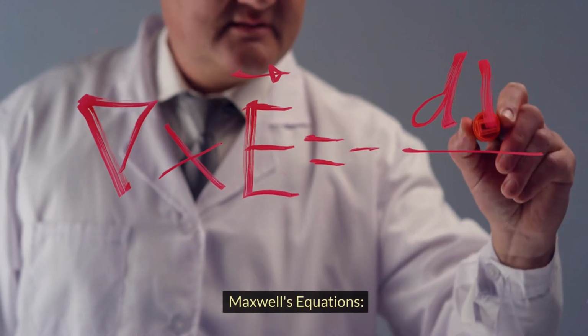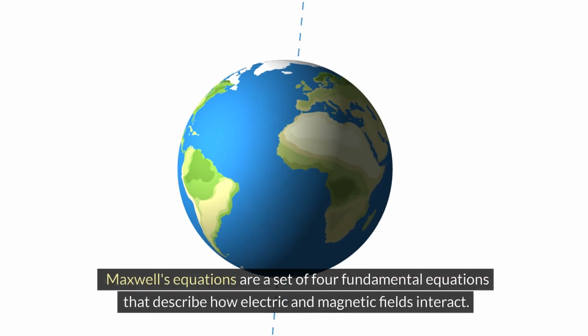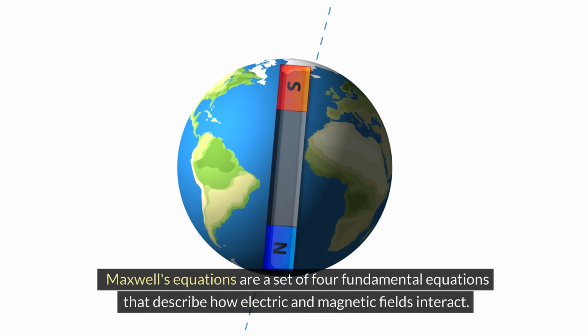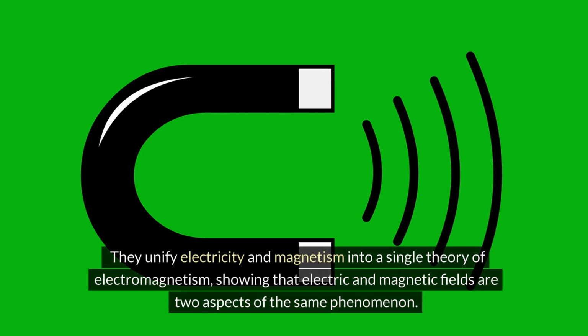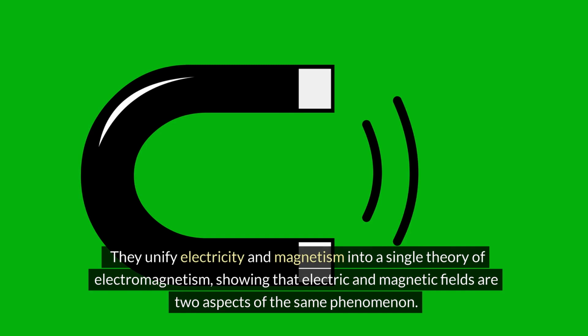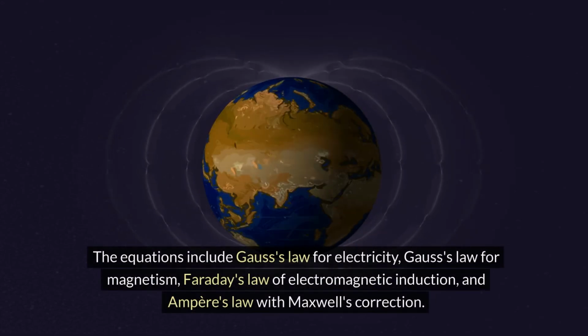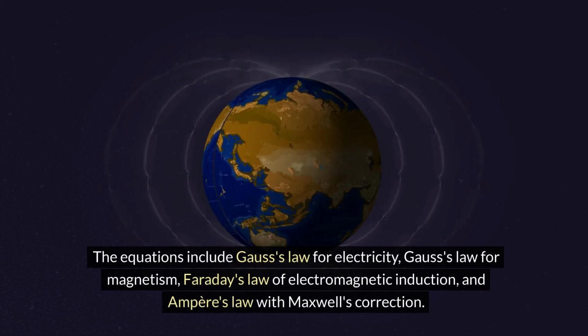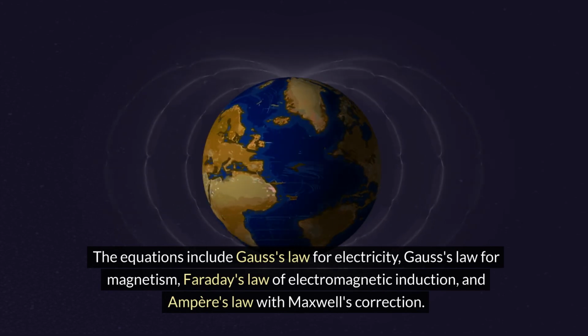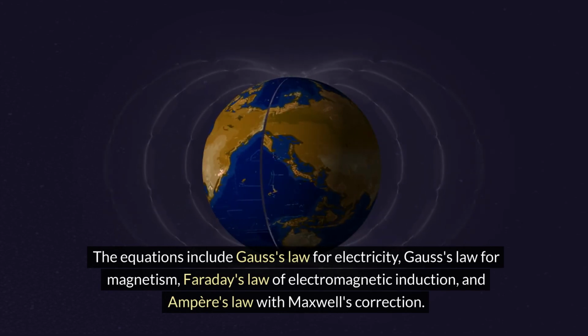Maxwell's equations. Maxwell's equations are a set of 4 fundamental equations that describe how electric and magnetic fields interact. They unify electricity and magnetism into a single theory of electromagnetism, showing that electric and magnetic fields are 2 aspects of the same phenomenon. The equations include Gauss's law for electricity, Gauss's law for magnetism, Faraday's law of electromagnetic induction, and Ampere's law with Maxwell's correction.